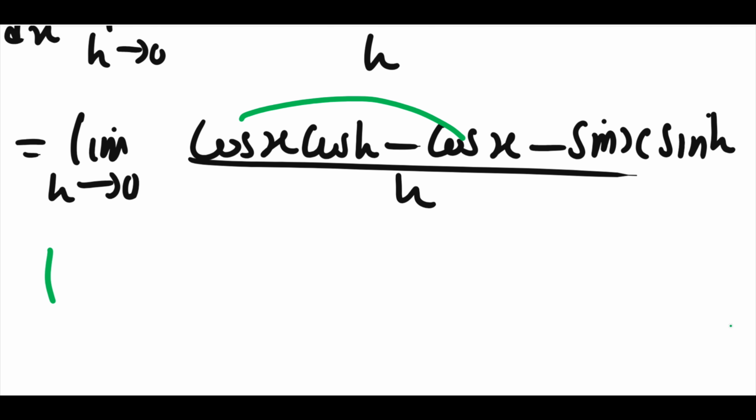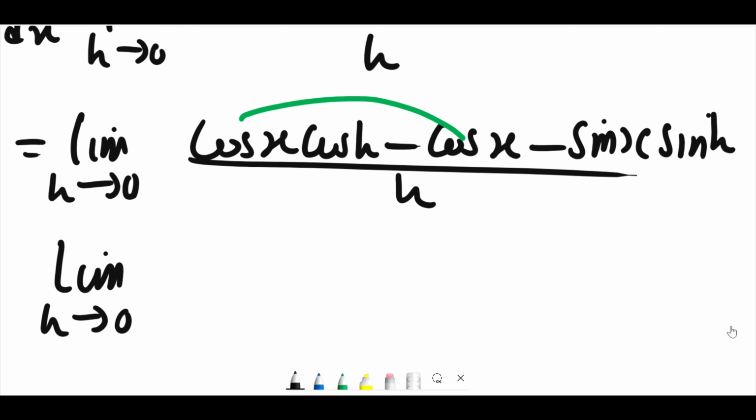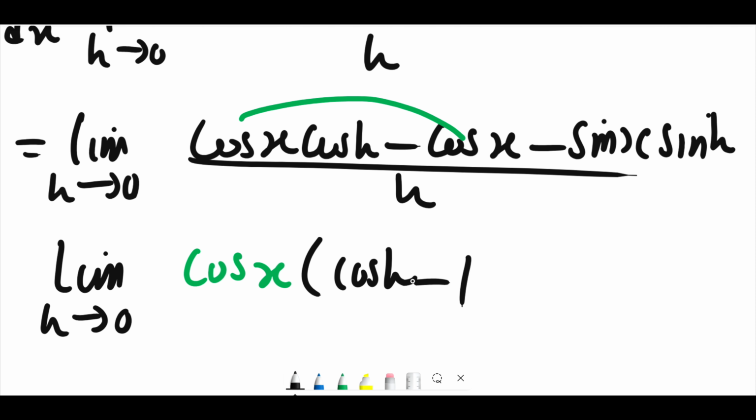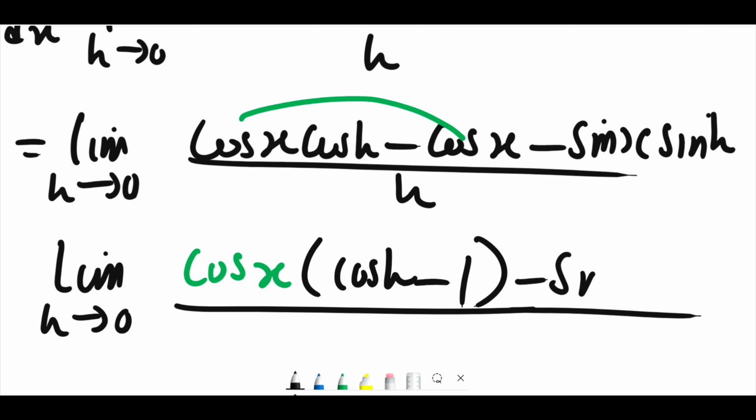So we are going to get the limit as h approaches 0. Then you'll have your cos x right outside, and you get your cos h − 1 inside the bracket. We are left with the other part, which is minus sin x sin h, all divided by h.